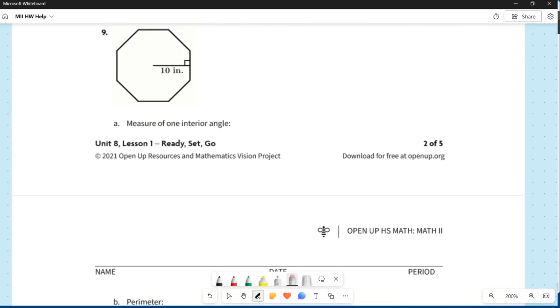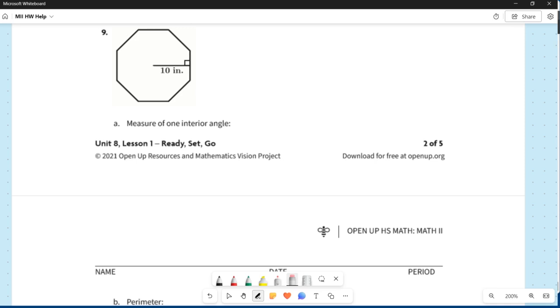Question 9. For question 9, we have another regular polygon. This polygon has 8 sides, which means it is an octagon. The name of an 8-sided figure is octagon. The real-world example that most people think of would either be a stop sign or the UFC fighting ring, which is literally called the octagon, and this is why.